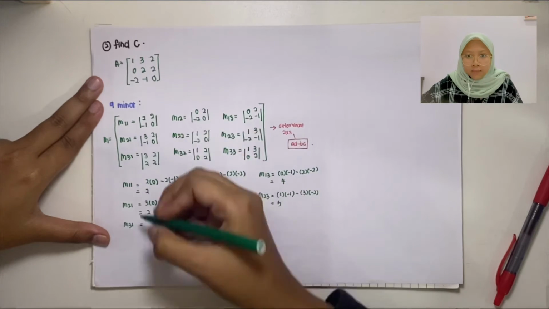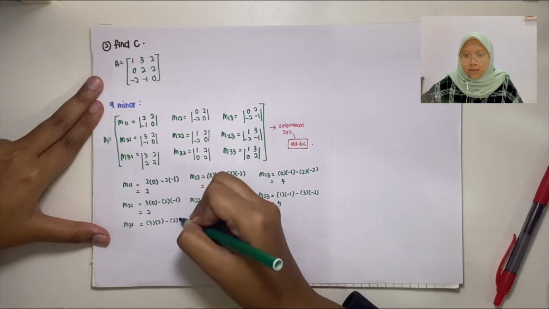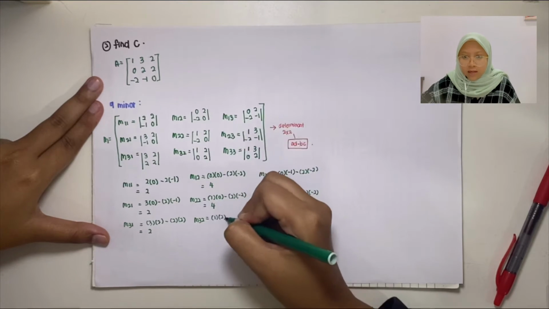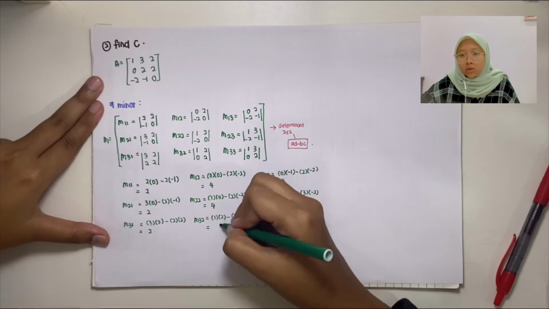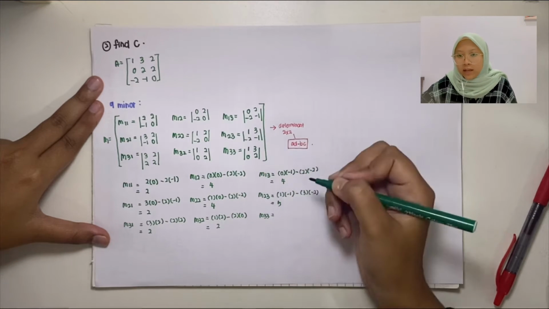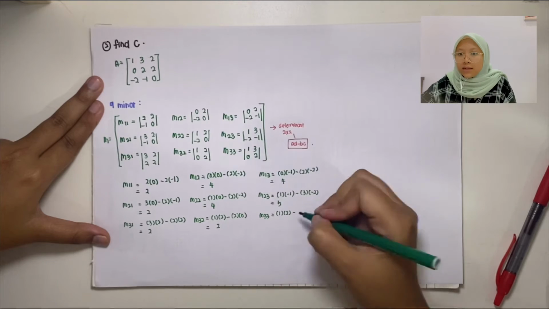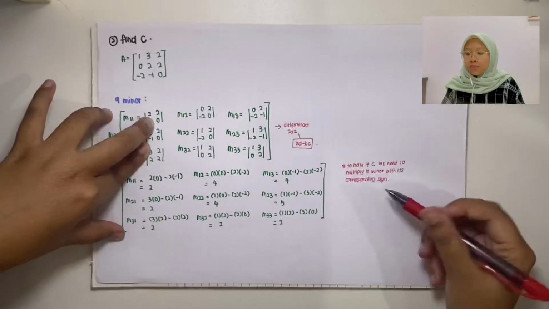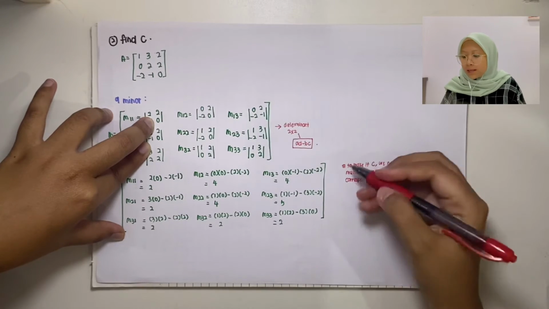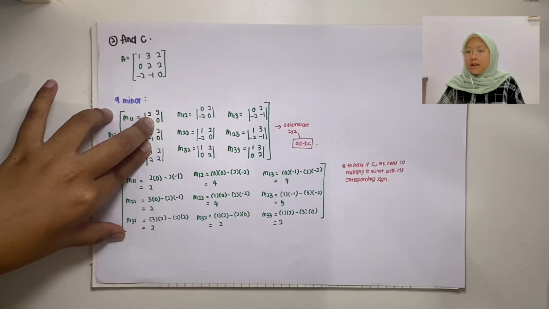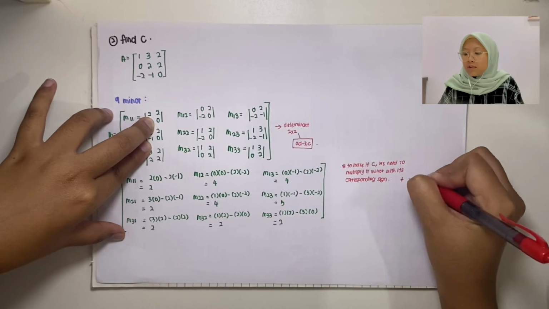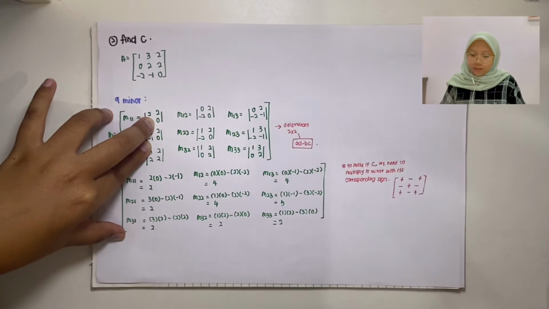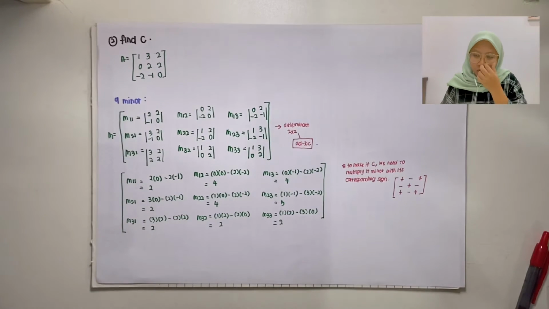For M31, 3, 2 minus 2, 2 equal to 2. For M32, 1, 2 minus 2, 0 equal to 2. And the last one, M33, 1, 2 minus 3, 0 equal to 2. To make it cofactor, we need to multiply a minor with its corresponding sign, which is positive, negative, positive, negative, positive, negative, positive, negative, positive. So let's multiply it to get cofactor matrix.